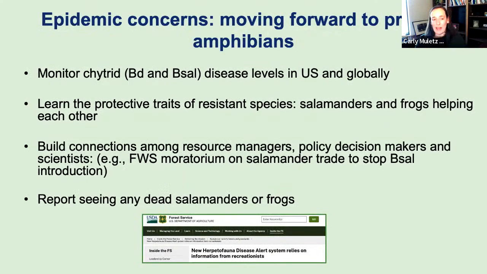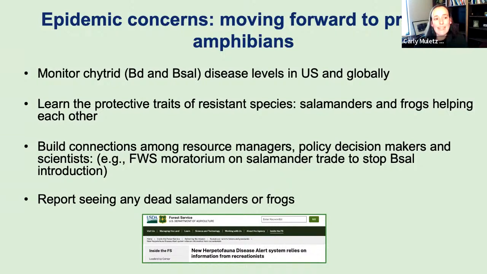So what do we do, right? If there was an epidemic to happen, how do we move forward to protect amphibians? I think it's really critical that we continue disease monitoring in the US and globally, looking for BD, and also for the other pathogen, BSAL, that I mentioned, which is an emerging concern for salamanders. It's not here in the US yet, and we're terrified of what could happen to our diversity here if it does come, because many species are highly susceptible, especially the eastern newt.